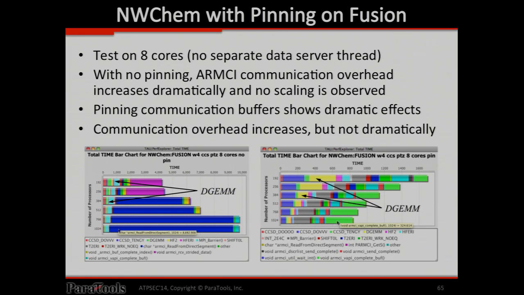And all they did was pin the buffers ARMCI uses for communication so that it's not chasing memory all over the place. So first, notice there's no scalability here. This is scaling, and overall runtime is significantly improved. This is a very dramatic effect, and it was immediately obvious when you open the profiles in PerfExplorer.